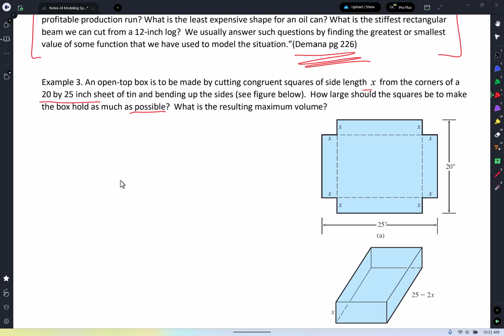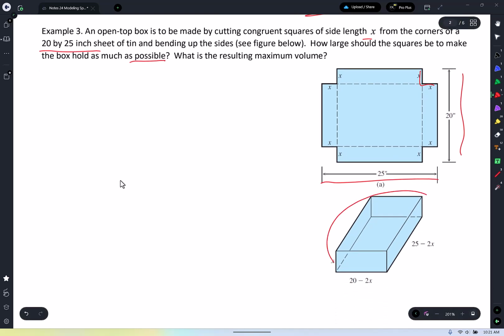So look, here it is. Here's your 25 by 20, and here are the corners that you're cutting. And look, when you fold it up, here's the box. And you've got to figure out how much to cut to make the biggest volume. So there's your calculus problem. You don't think this is cool, guys? I think this is so cool that you can use it.